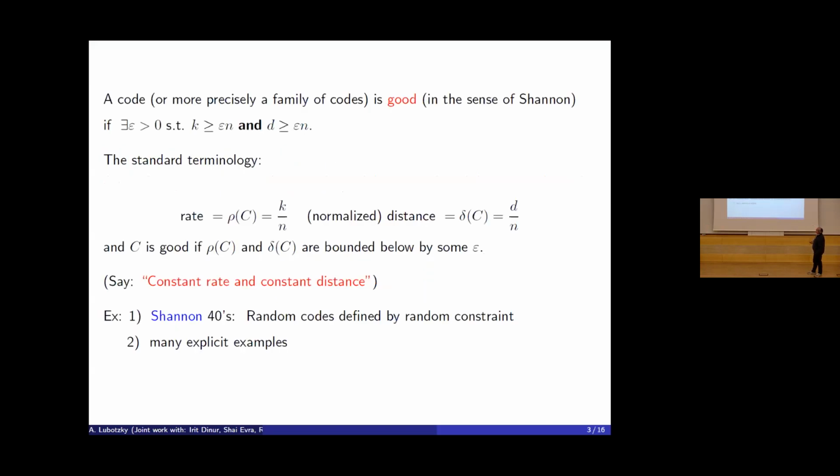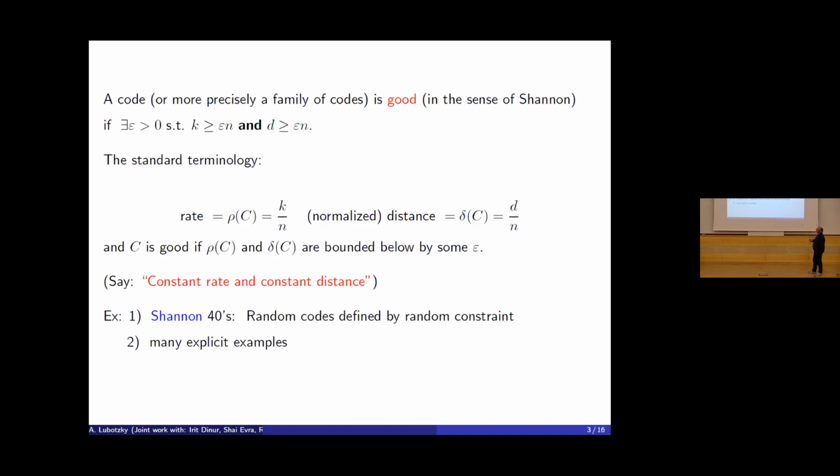A code, or more precisely, I will use the word code, but I always mean really a sequence of codes when n goes to infinity, is called good in the sense of Claude Shannon, who really initiated all these theories something like 70 years ago, and put up the golden standards of the area. We are looking for good codes, and good is a technical term, which means that there exists an epsilon such that k is at least epsilon n, and at the same time, d is more than epsilon n.